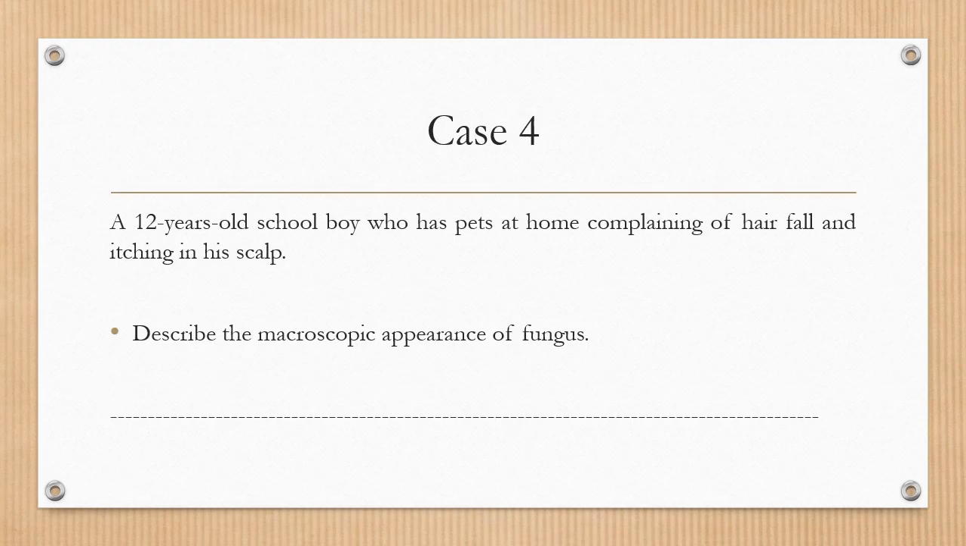Okay, so now let's move on to the fourth case. This is a 12-year-old schoolboy who has pets at home, complaining of hair fall and itching in his scalp. We took a scraping from his hair and want to see the macroscopic appearance. This is very common. We call this type of infection dermatophytosis because it occurs on the hair. It's very common in children or people who have pets at home. So the source in this case also comes from the pet or the animal.